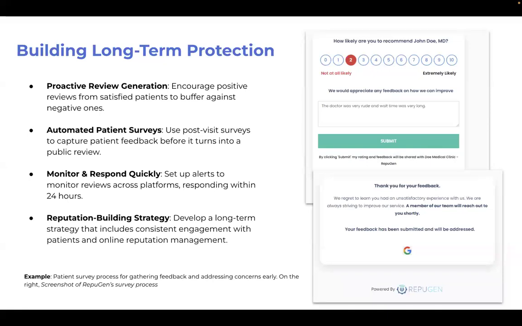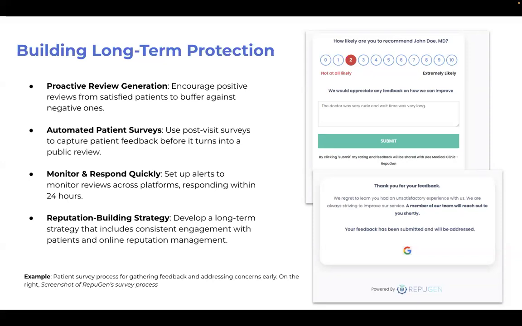So here's an example of what we do here at Repugen on the right-hand side. This is an example of our survey, where a patient provides feedback and then the practice can resolve concerns early before they do a negative public review. So for example, if someone rated a 2 on the survey above, and then they left any feedback, where in this example it says the doctor was very rude and very long. Once they press submit, it would thank them for their feedback, say some sort of sorry message, and then your team would be notified of that internal survey feedback so that you can reach out to them at your convenience and address the situation.